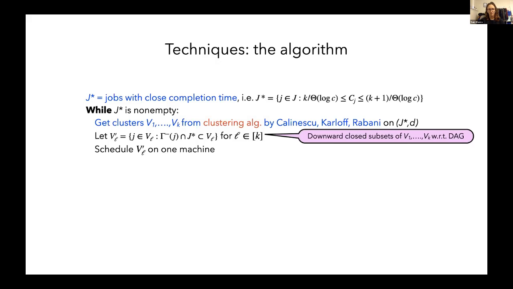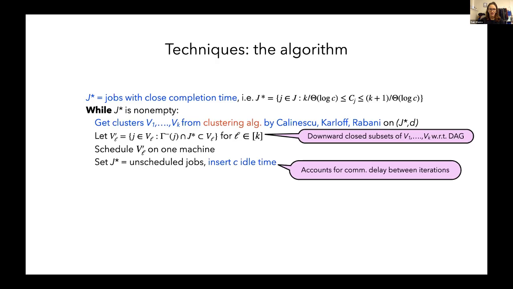Then we schedule the V1 prime through VK prime, the subsets of those clusters, each on their own machine. Then we repeat this on the set of unscheduled jobs, inserting some idle time between our iterations. So what we're really doing here is accounting for that communication delay between iterations, and respecting precedence constraints by only scheduling those downward closed clusters.